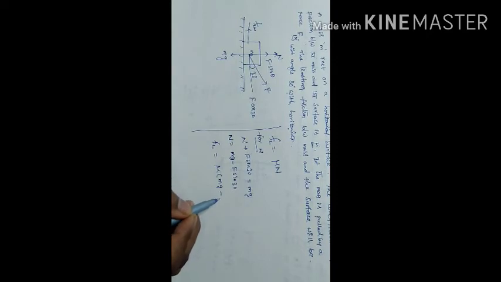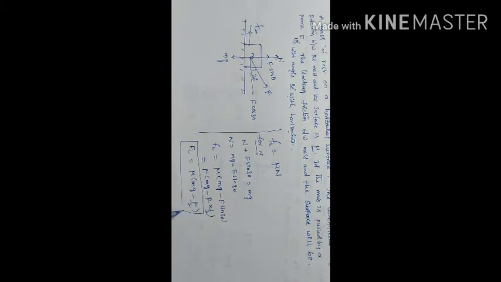Now limiting friction F_L is equal to mu N. What is the N value here? This is N, that is mg minus F sin 30. Now I am going to write mu into mg minus F sin 30. Sin 30 is equal to 1 by 2. That means the limiting frictional force is equal to mu into mg minus F by 2. So this is the limiting friction between the block and floor.